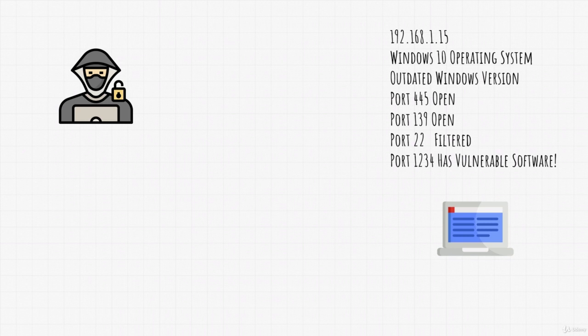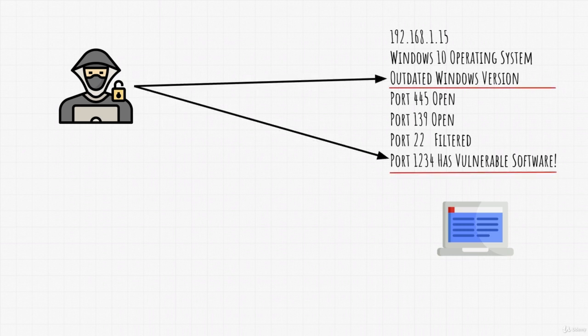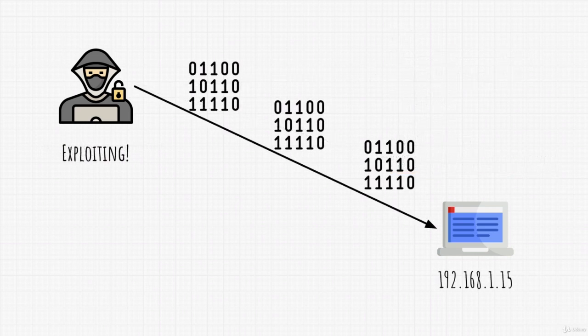Once we found out this information, the next step is to extract useful information from it. So in this case, what we would find most interesting would be these 2 facts: an outdated Windows 10 operating system and a vulnerable software on port 1234. This is what we will use to attack the target. We would then exploit the target's vulnerability and gain access to it.